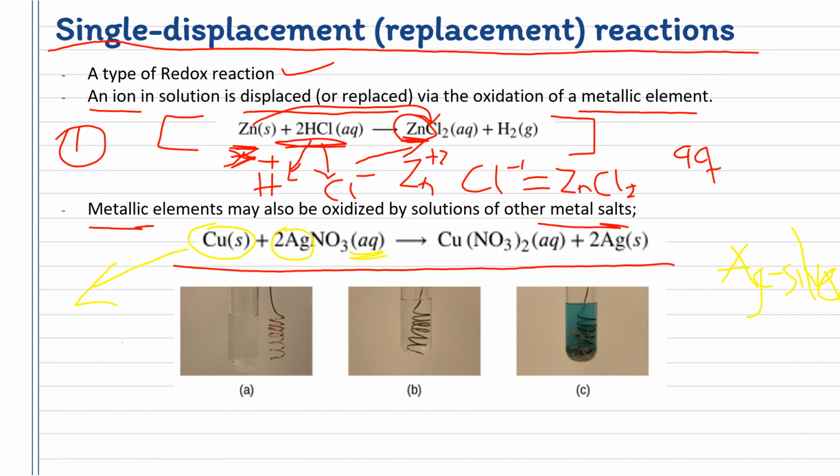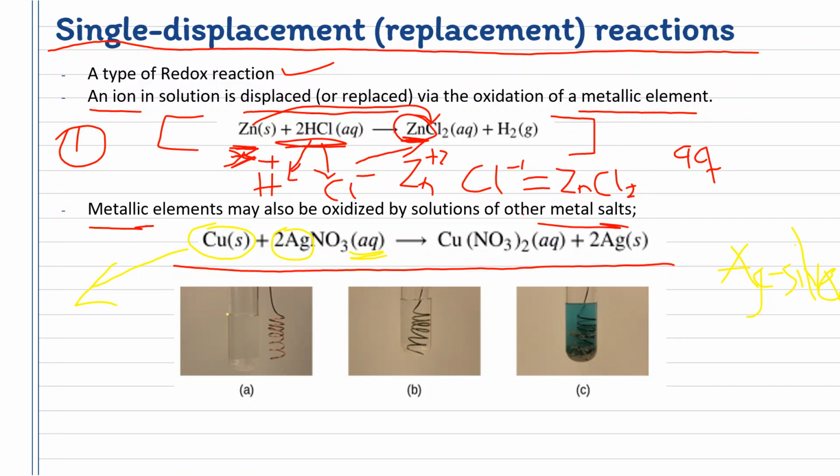So look at this picture here. That's what you're seeing here. So we have a copper. So this is a solid copper. This is copper in its elemental form. Now in this test tube, we have silver nitrate. So inside this test tube, we have a solution. In that solution, we have a metal, silver, reacted with nitrate, and it forms this solution.